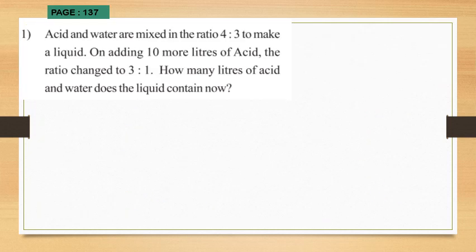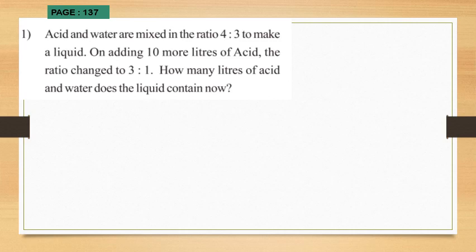Now let us do some questions from page number 137. Question number 1. Acid and water are mixed in the ratio 4 is to 3 to make a liquid. On adding 10 more liters of acid, the ratio changed to 3 is to 1. How many liters of acid and water does the liquid contain now?